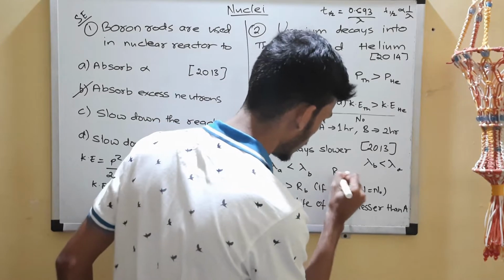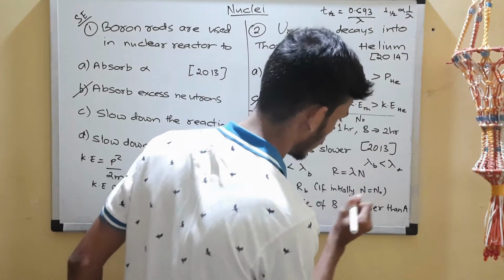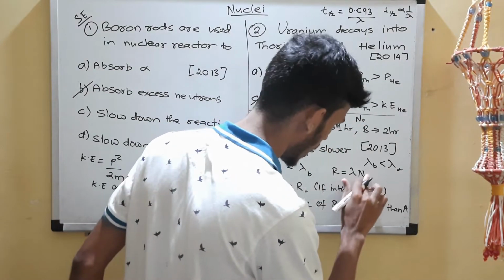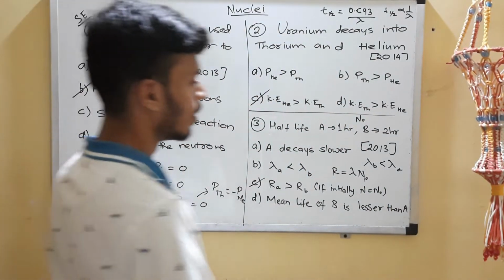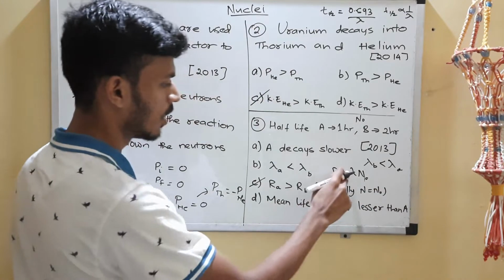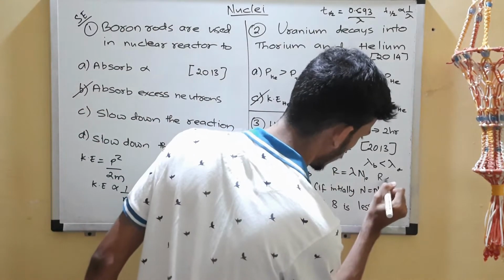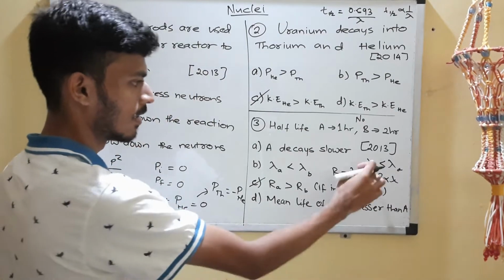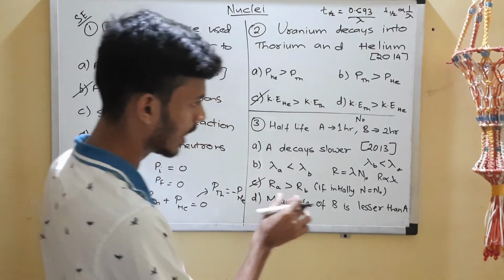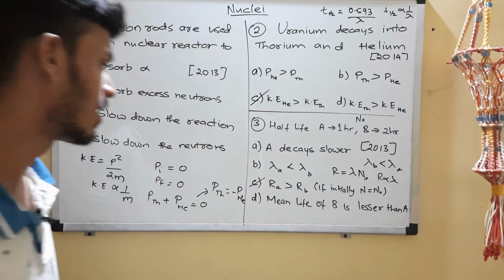Basically R, if you see, is lambda times N, lambda times N0, where N0 is the initial concentration. So initial concentration is the same for both. R is directly proportional to lambda, right? So RA will be greater than RB, same relation. RA will be greater than RB. So option C is the correct choice over here.